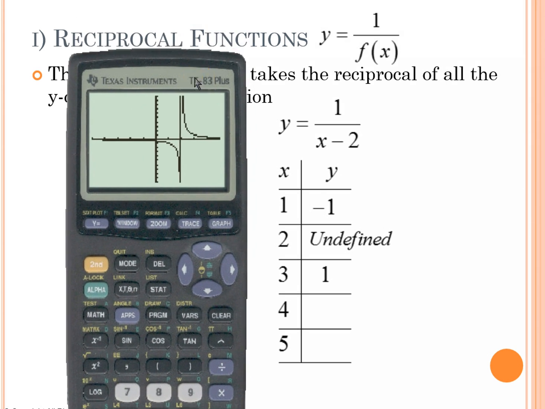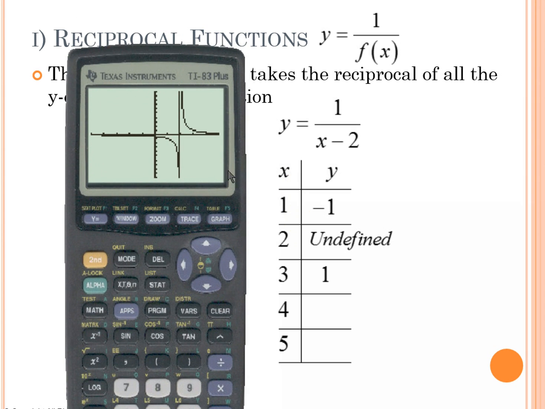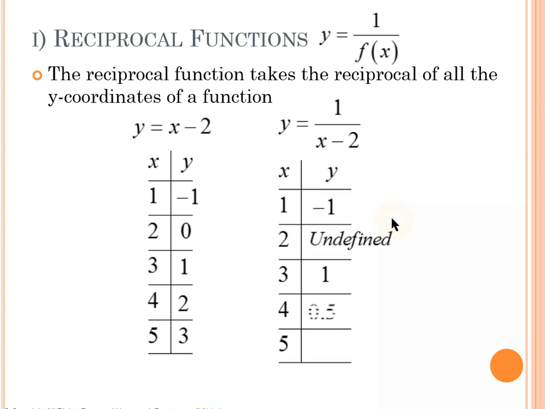And this is what we get right here. So this right here, we have a vertical asymptote, this line, and that's at the point x equals 2. So when you have an undefined situation, that just means you have this vertical line, meaning that the graph actually does not exist at that point. All right, so let's get into graphing reciprocal functions now.